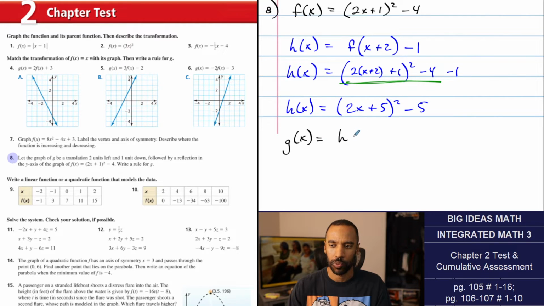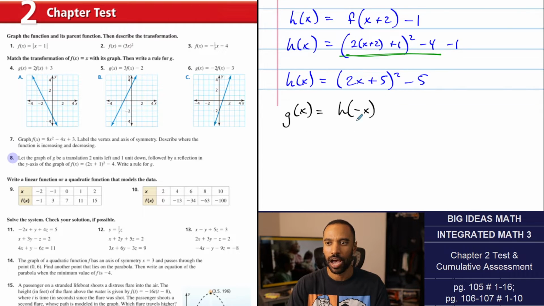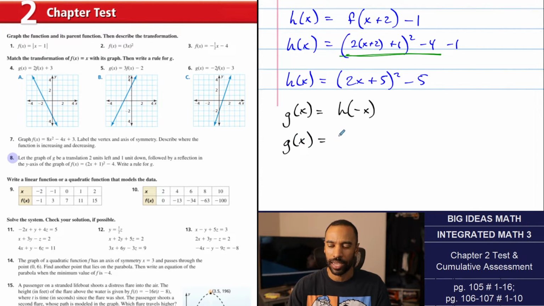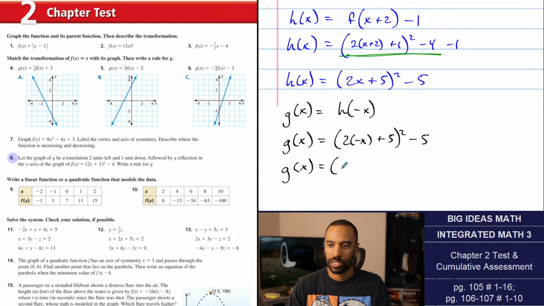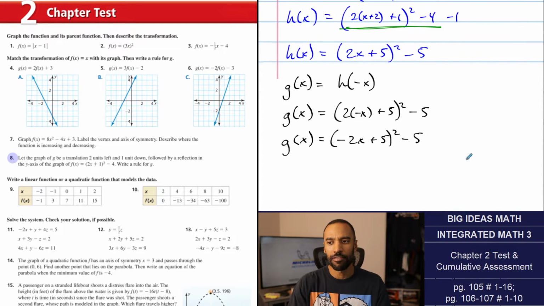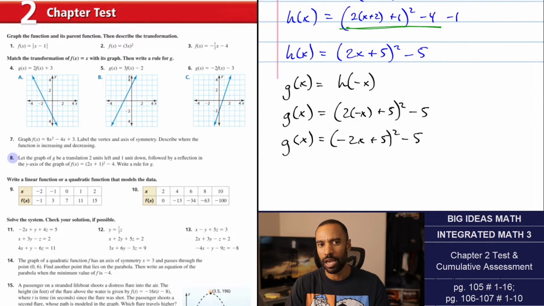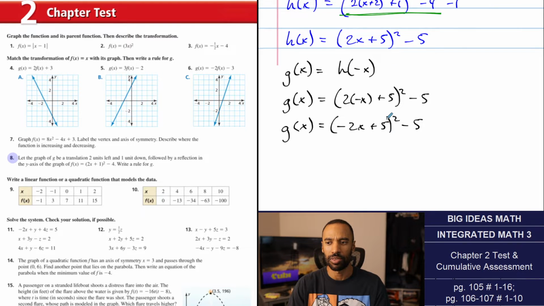For g of x, we're going to reflect in the y-axis, which means make the x negative inside the function of your h of x function. So g of x is going to look like 2 times negative x plus 5. Remember, it just replaces x with negative x. Which is negative 2x plus 5, quantity squared, minus 5. So that's not my favorite appearance of an answer.